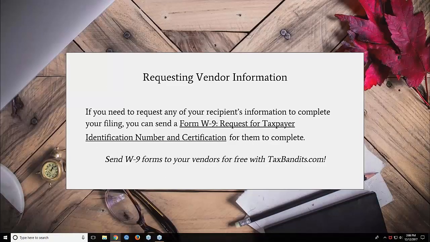Since you may have multiple contractors doing work for your business, you may forget to ask for the required information needed to issue a 1099 at the end of the year. If you need to request any of your recipients' information to complete your filing, you can send them a W-9 form. This form will allow the contractor to fill out the correct name, mailing address, and taxpayer identification number, so the 1099 form can be sent to the IRS correctly the first time.